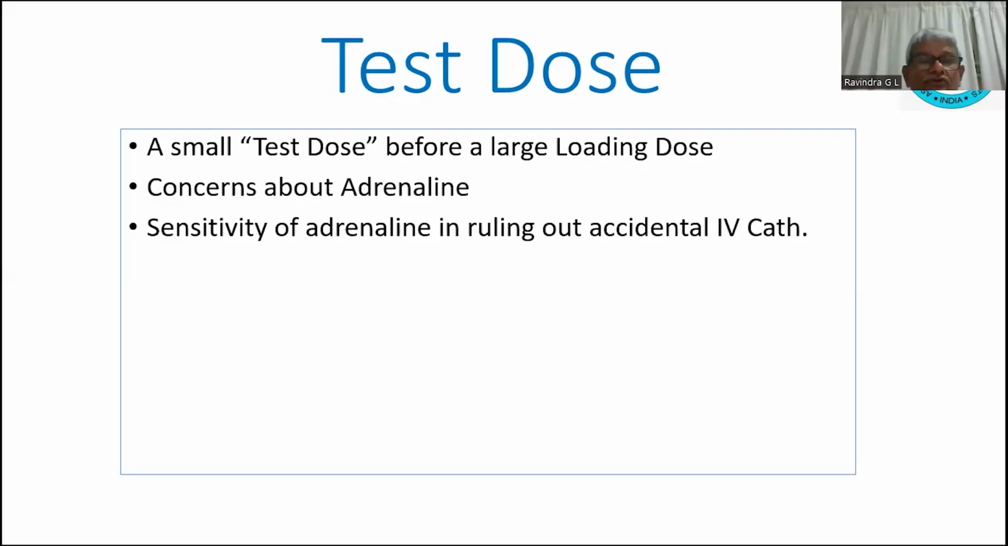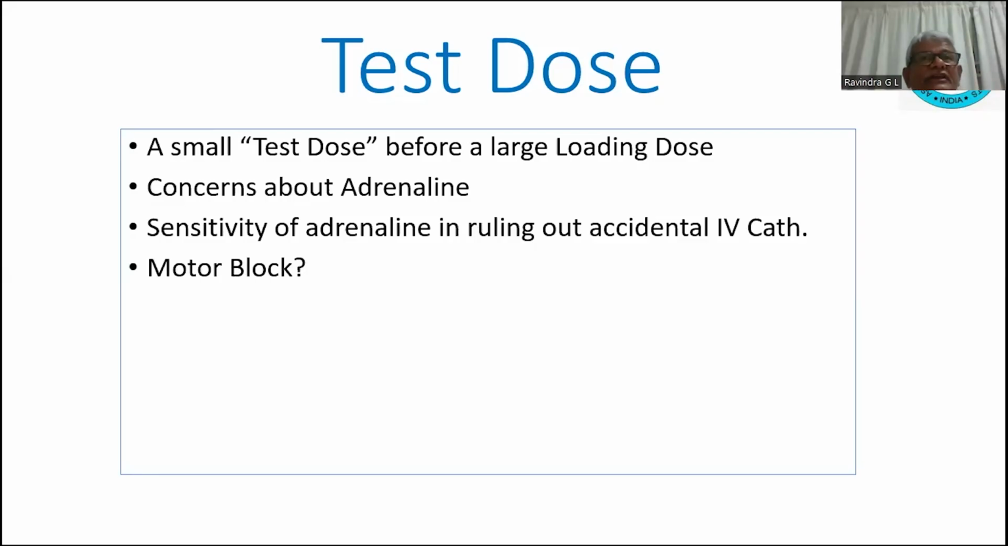Time it well, soon after a contraction, when the heart rate is settling down. Say it goes up to around 110, 120, 115, and it has reached the peak, the contraction is fading, and the heart rate has started falling. At that time, you give the test dose, and probably this confusion will not arise.